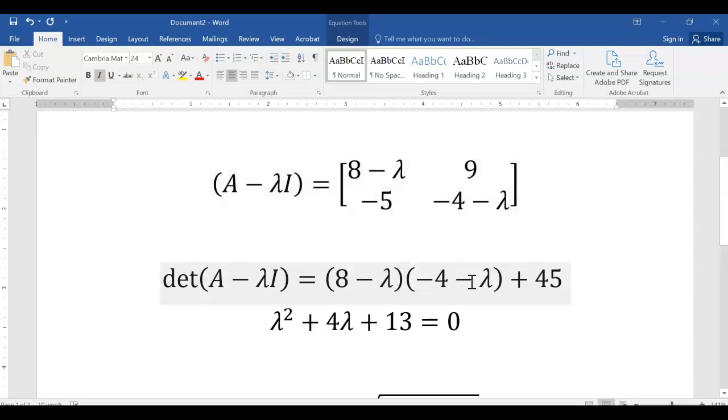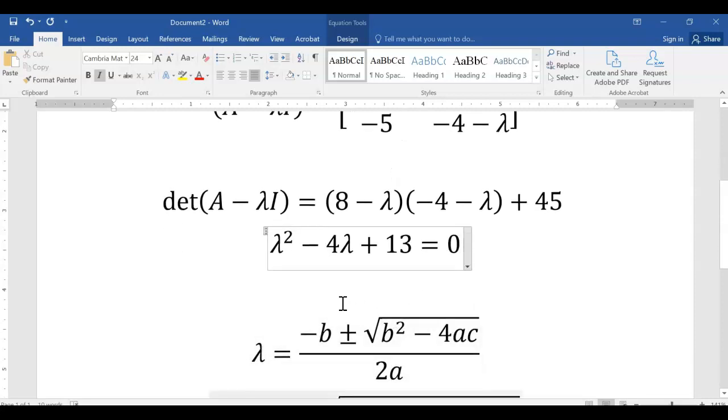All right. You end up with, sorry, lambda squared minus 4 lambda plus 13, and so that's the determinant, right? Lambda squared minus 4 lambda plus 13. So the characteristic equation is that determinant is equal to 0.